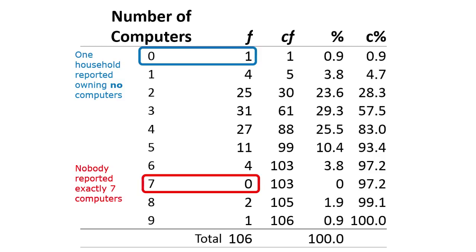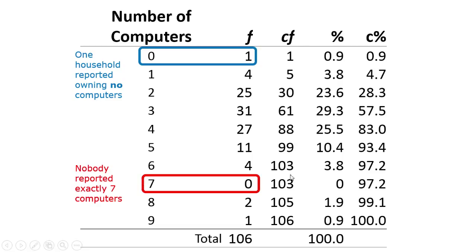Now, this has some extra information in it. We have the percentage column right here. So for instance, the number of people who reported exactly 3 computers, almost a third, 29.3% of the sample reported having 3 computers in the house.